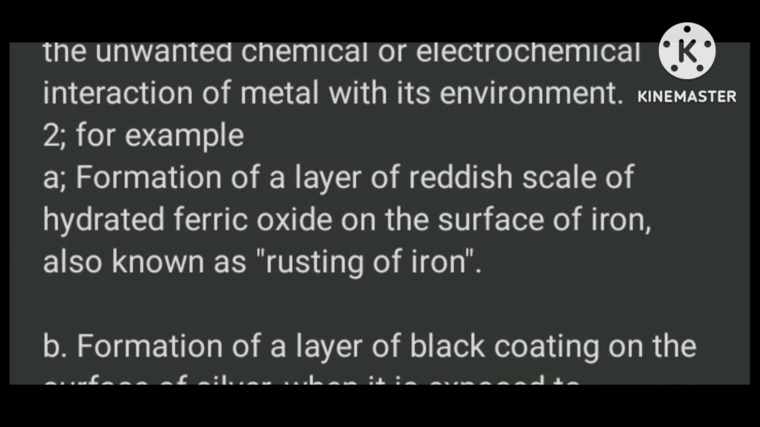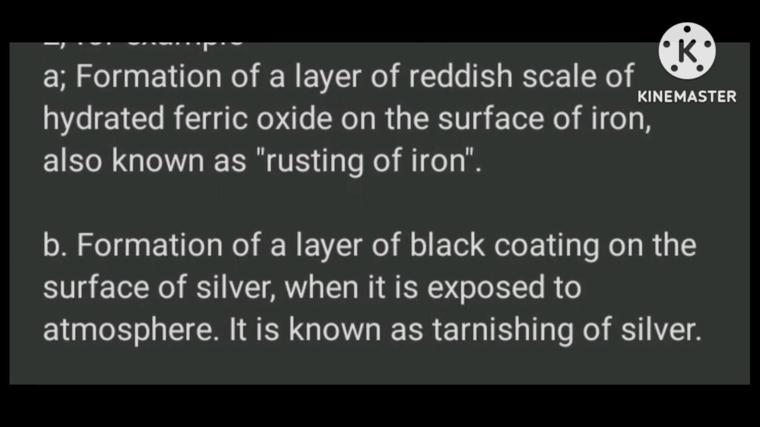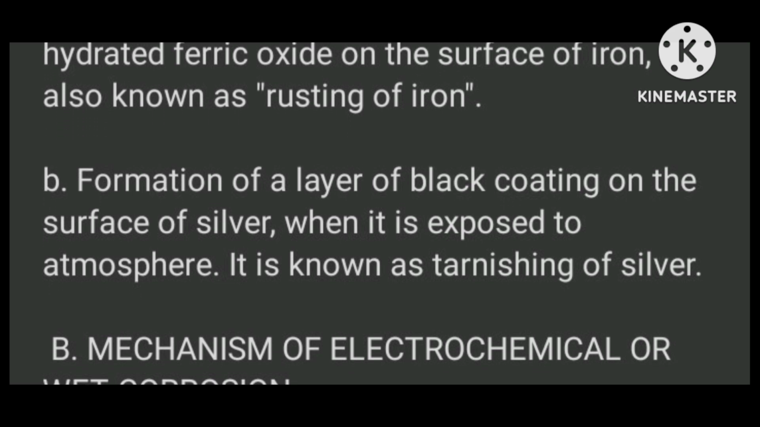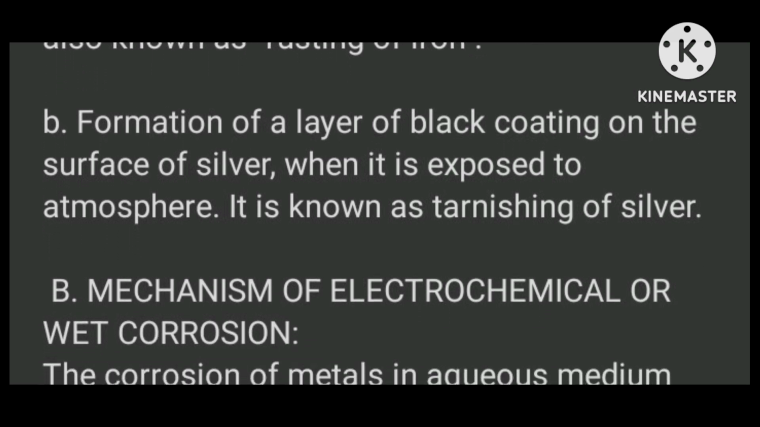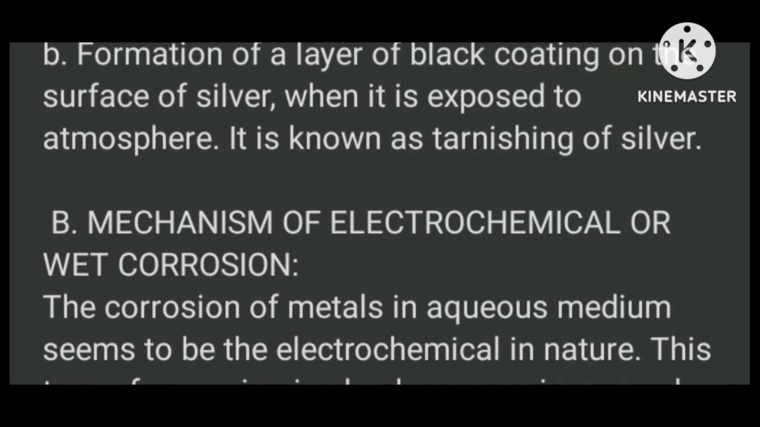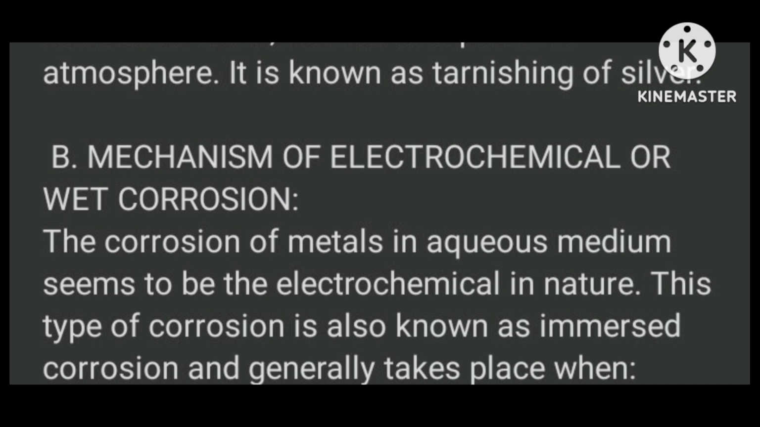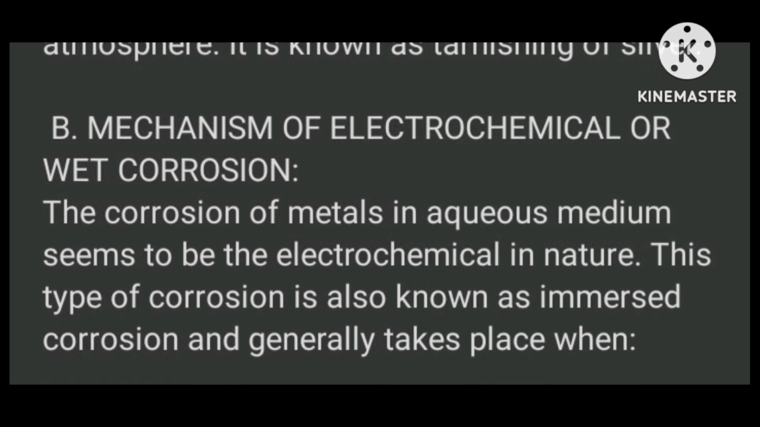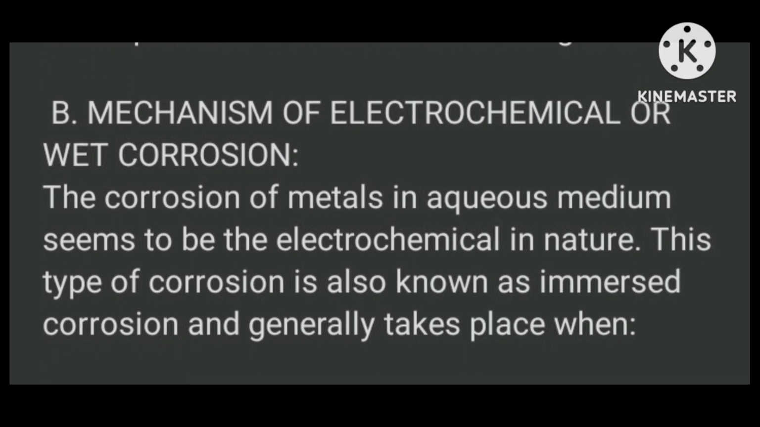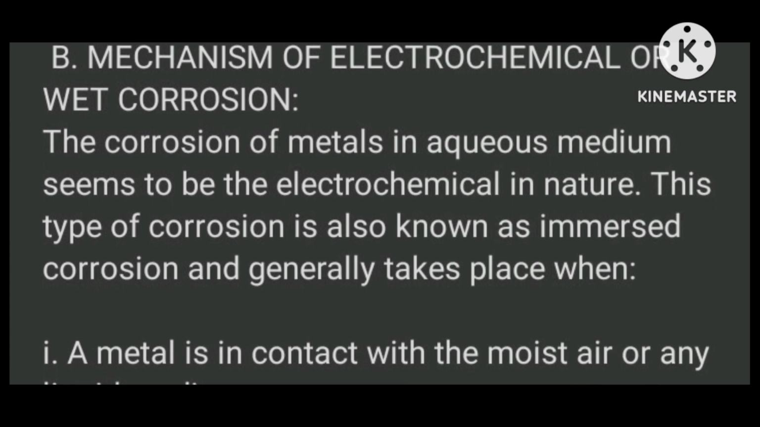2. For example, A. Formation of a layer of reddish scale of hydrated ferric oxide on the surface of iron, also known as rusting of iron. B. Formation of a layer of black coating on the surface of silver when it is exposed to the atmosphere. It is known as tarnishing of silver. B. Mechanism of electrochemical or wet corrosion.